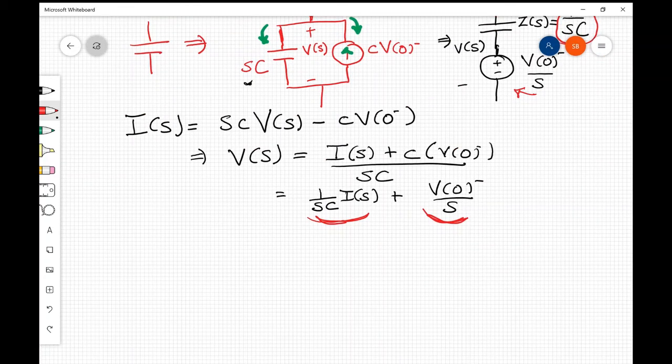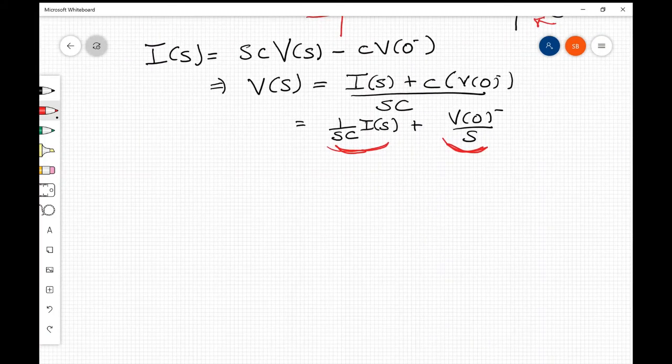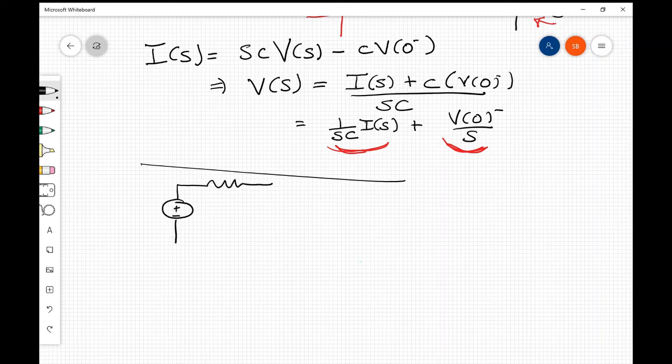Alright, so if we do this, then for our capacitor we can solve for any of the voltages using this conversion. For example, say we have a plus minus, a resistor and a capacitor here. Say we have a 9 volt unit step, a 3 ohm resistor, and a 0.5 farad capacitor, and we are asked to find this voltage, V at t.